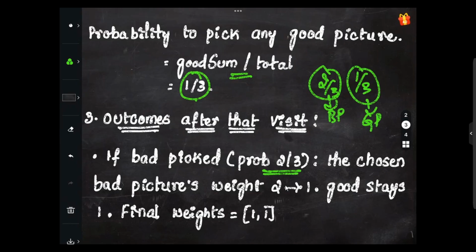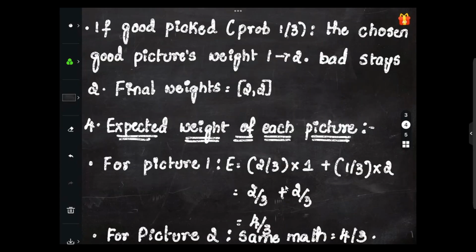The chosen bad picture's weight is 2 to 1, and good stays 1, and the final weight says 1 comma 1, right? So again, if bad picked, probability 2 by 3, the chosen bad picture's weight 2 to 1, good stays 1, right? So the final weight would be 1 comma 1 if we have picked the bad, right? Simple to understand. Next, let's move on with a good.